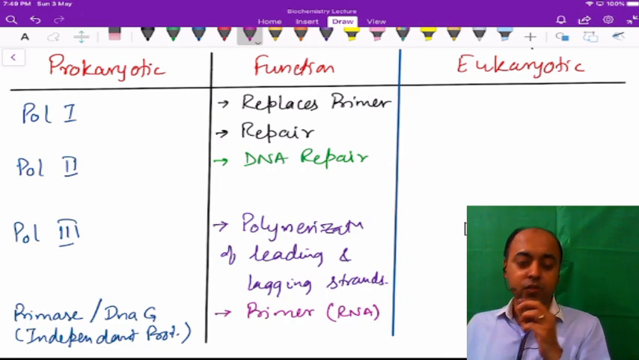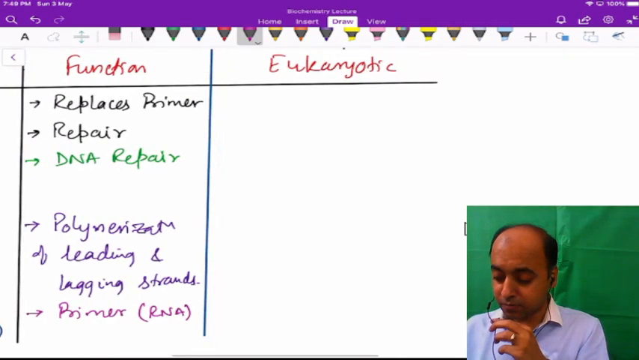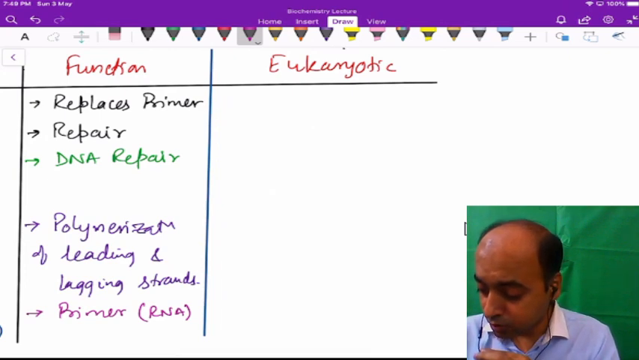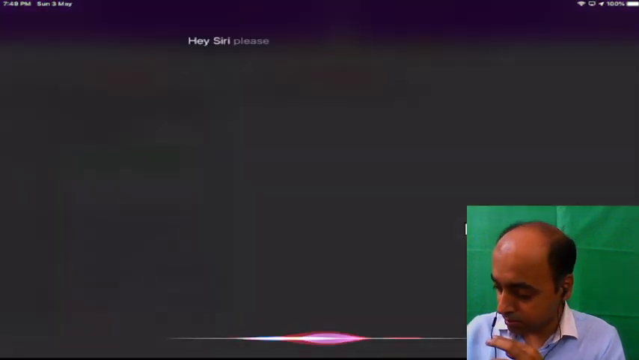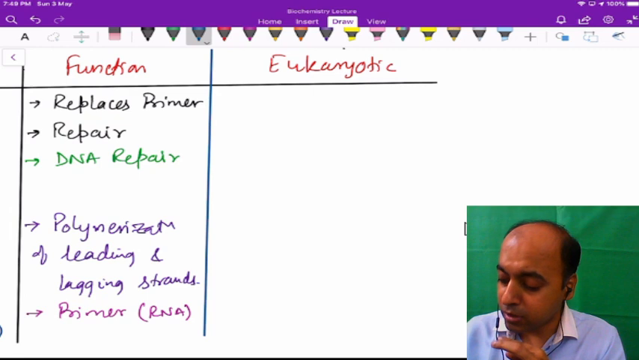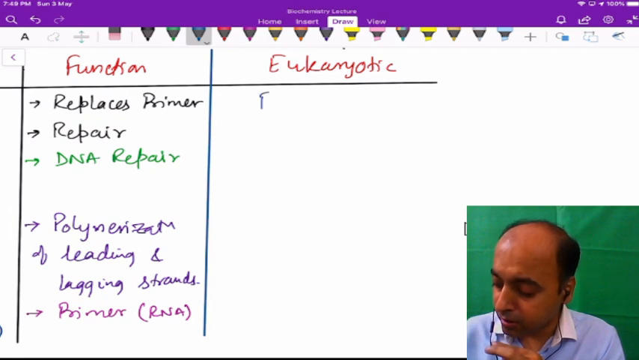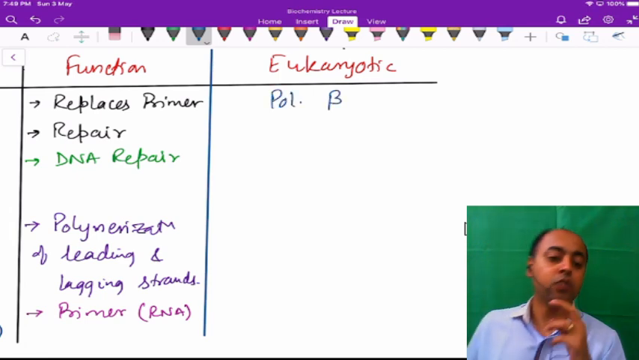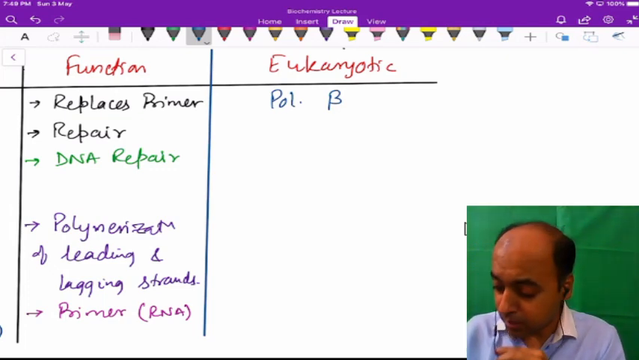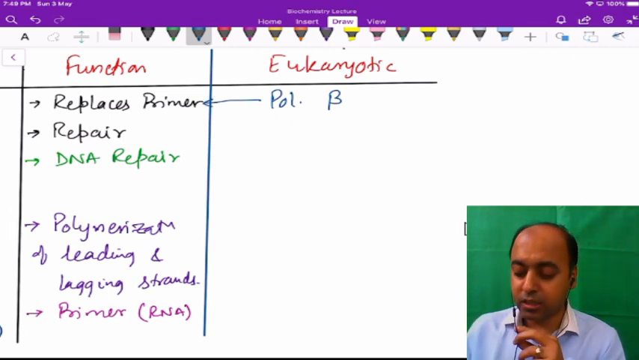Let's compare these functions with the eukaryotic cell. So here the primer is replaced by the DNA polymerase beta. In eukaryotes, I told you we have the alpha, beta, delta, gamma, epsilon, like that. But it doesn't have the repair function.